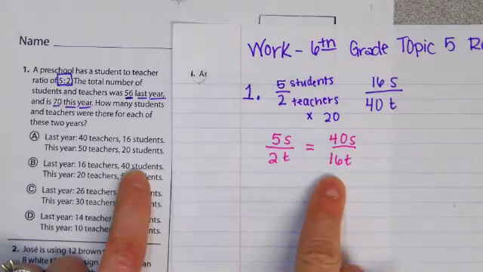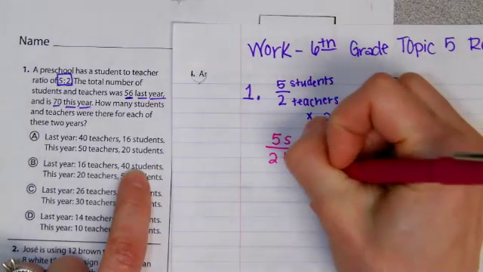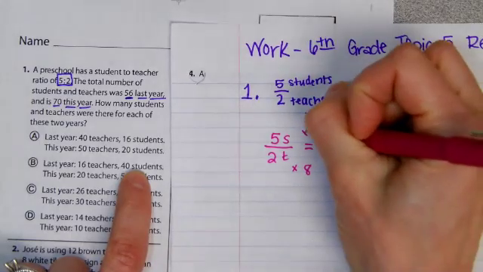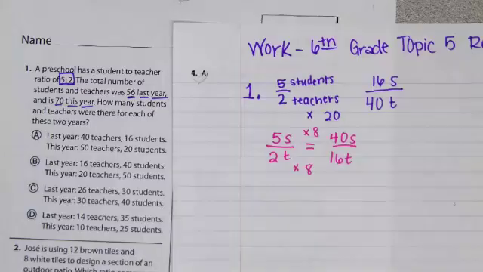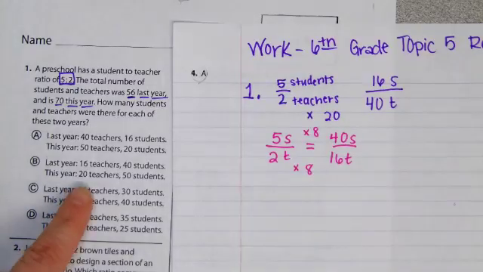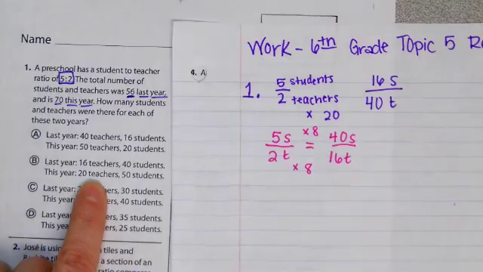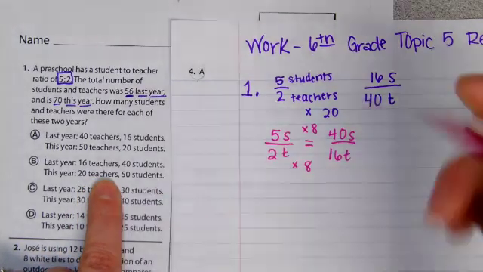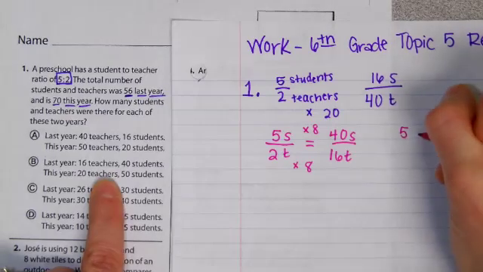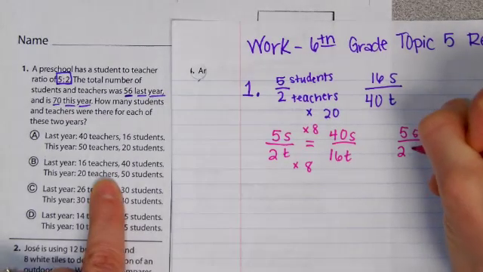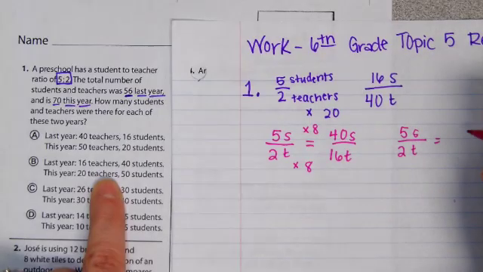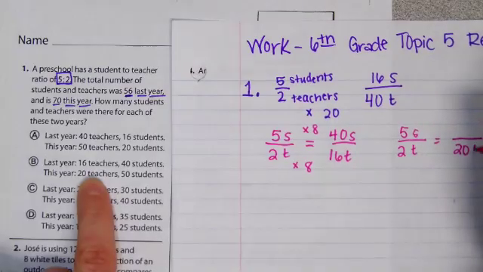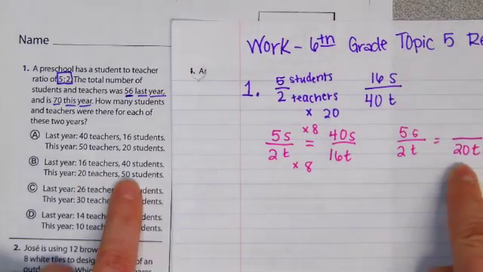So 2 times what number would give us 16? That would be timesing by 8. Is 5 times 8 also 40? Yes, so that one does indeed check out. But that doesn't mean that B is the answer yet. We also have to check the next one. So the next one is 20 teachers to 50 students. In this case, we start over again, right? 5 students over 2 teachers. And we're seeing, does that equal now 20 teachers? So we're lining that up, teachers with teachers, to 50 students.